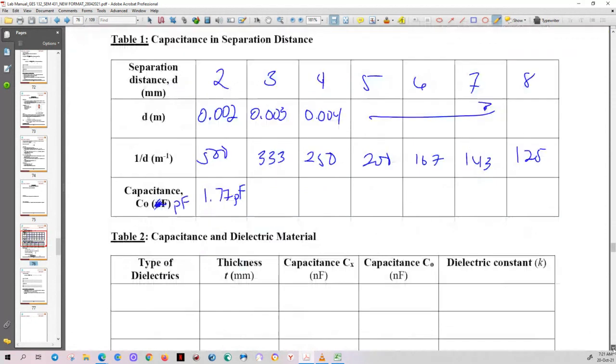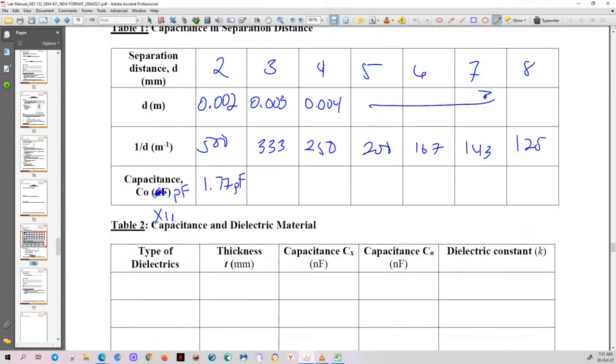What's the difference between nano and picofarad anyway? Nano is times 10 raised to minus 9, and pico is times 10 raised to minus 12. Okay? So here we record 1.77 picofarad.